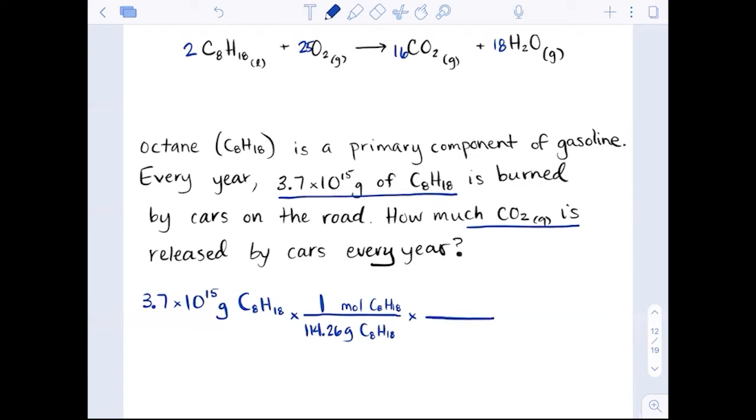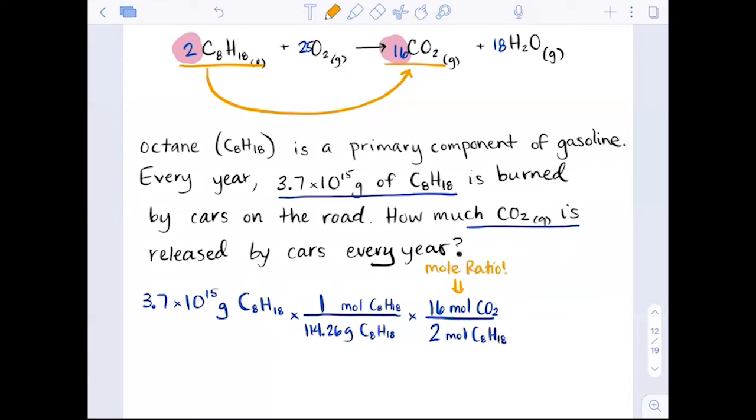What moles do I want? Where am I actually going in this reaction? If I start here, I want to go to carbon dioxide. So I will utilize this mole ratio: 16 moles of CO2 in the numerator, that's my desired unit, divided by 2 moles of C8H18. This is the balanced equation, the mole ratio. That is very important for me to understand the reactivity here.